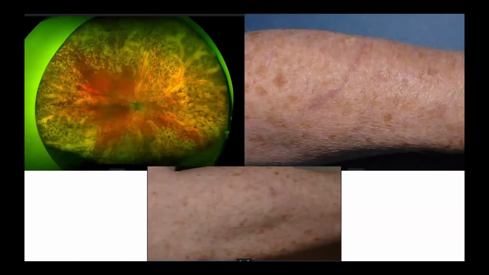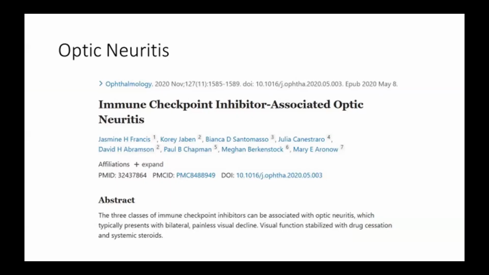This is one of my patients. I think this is the worst case of uveitis that I saw with the checkpoint inhibitors. The normal color of his skin is actually the darker brown color, so he had diffuse vitiligo, and that same pattern on his skin mirrored what happened in the back of the eye, with diffuse pigmentary loss and decrease in vision. I would be remiss if I didn't tell you to look for optic neuritis.